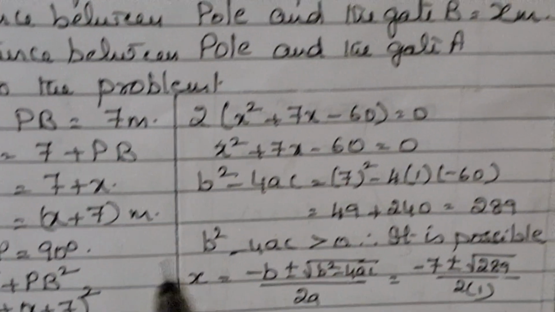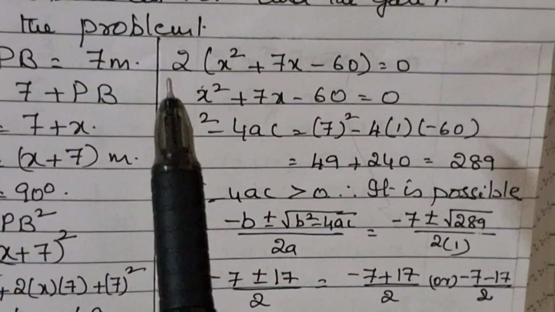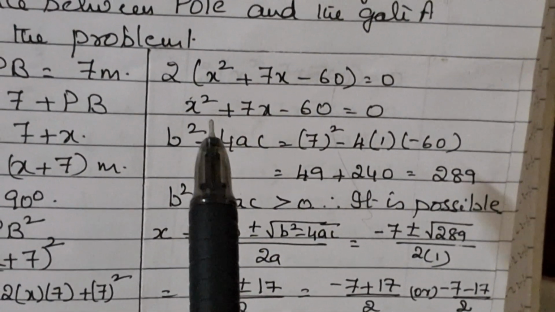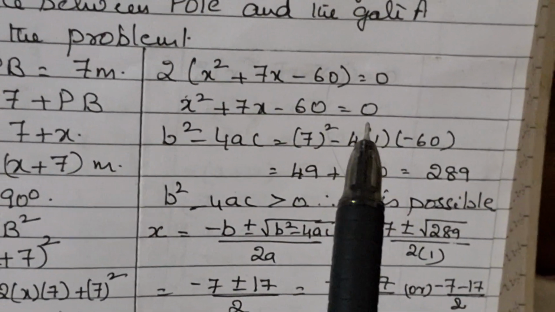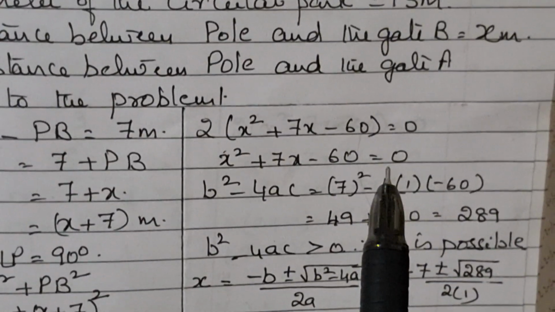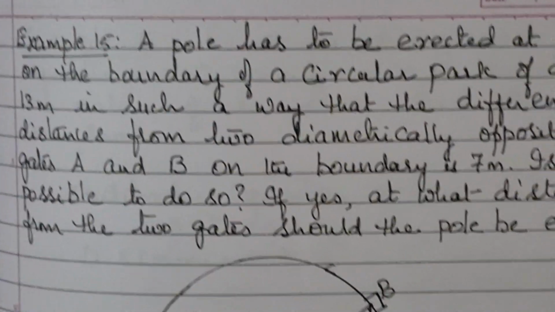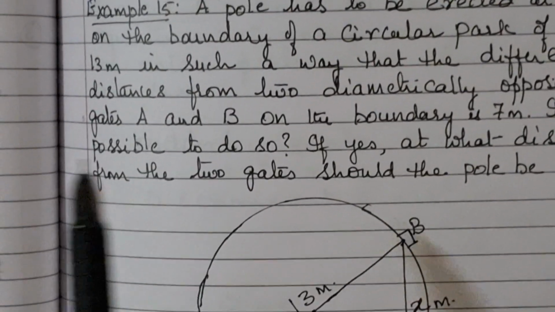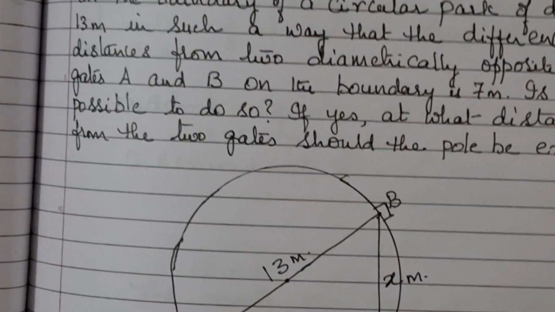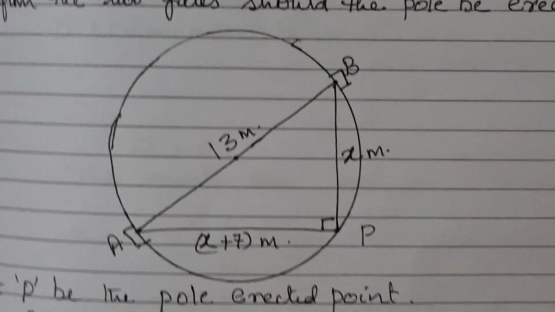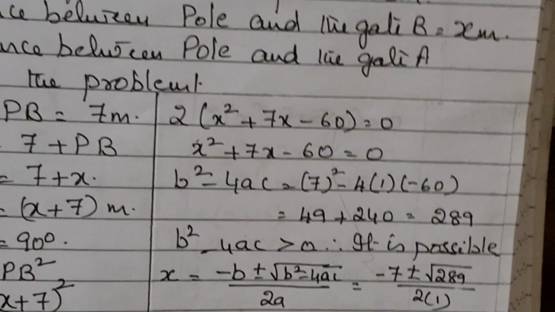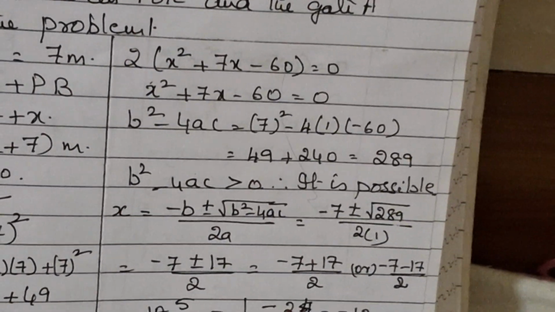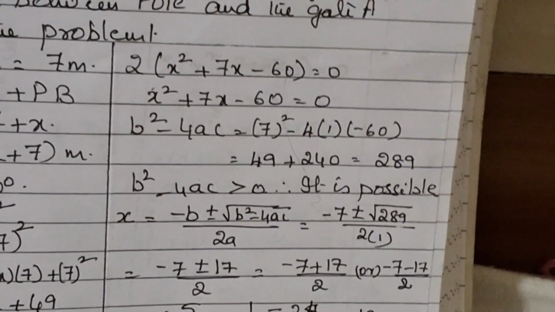So here what did I do? I have taken 2 as common. 2 into (x square plus 7x minus 60) is 0. That is x square plus 7x minus 60 is 0. Now, what did they ask? Once again, let us go back and see. Is it possible to do so? That means, are you going to get a pole erected at that particular point? So we have to find out first b square minus 4ac so that we can find out the roots. If the roots are real only, it is possible, otherwise it is not possible.